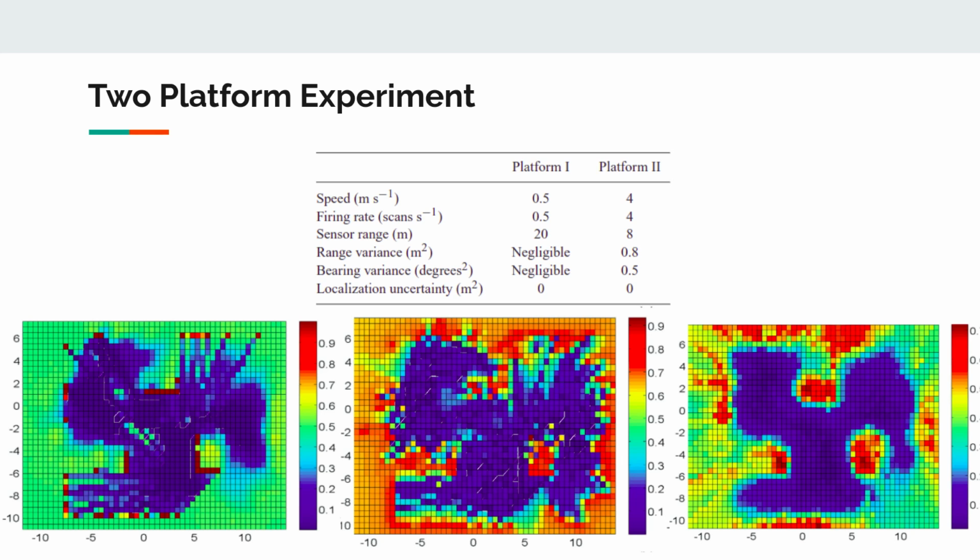In this experiment, two vehicles are made to explore the environment to collect sensor data. Platform 1 collects accurate sensor data and moves slowly in the left part of the environment, whereas platform 2 collects noisy sensor data and moves quickly in the right part of the environment. The red cells in the map represent the occupied region and the blue cells represent free cells. Other colors represent uncertain states.